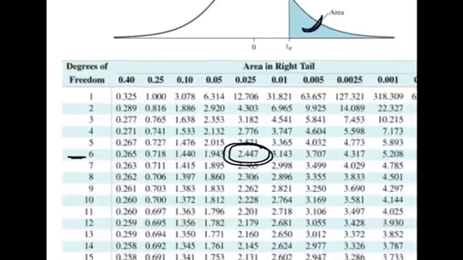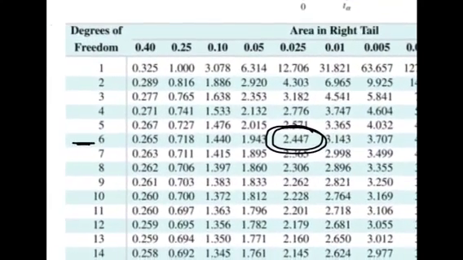So, zoom in on that. 2.447 would be the answer through the table. Now, it's possible on occasion that you get a slightly different answer if you're using the calculator versus the table, but this won't be an issue for us. So that's how you solve those problems.